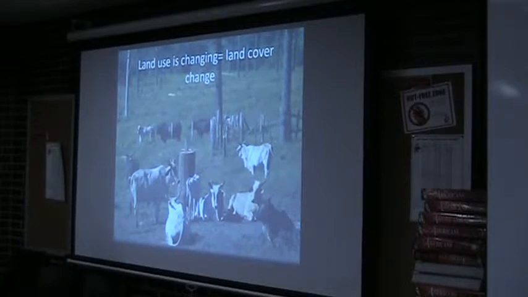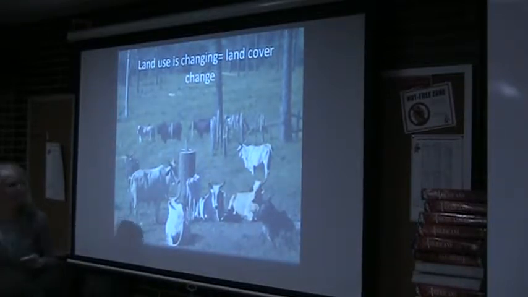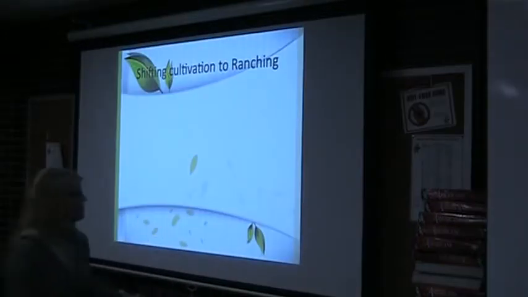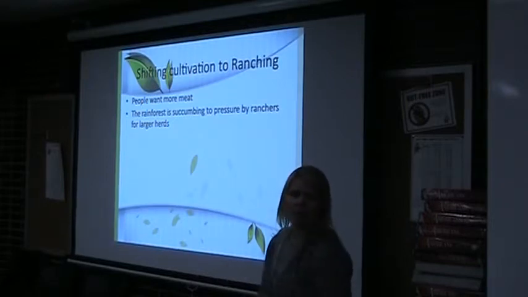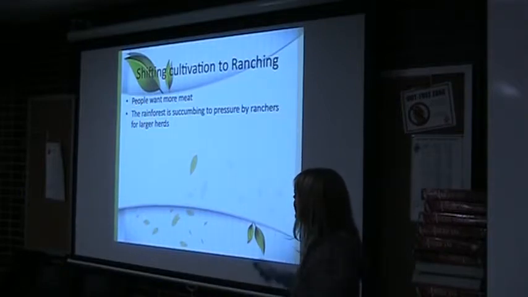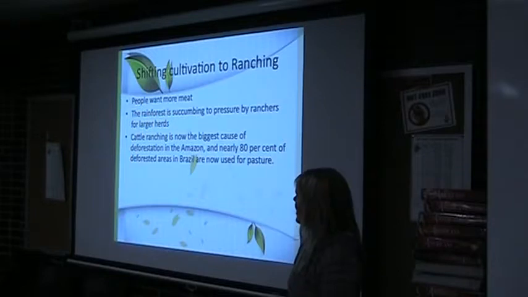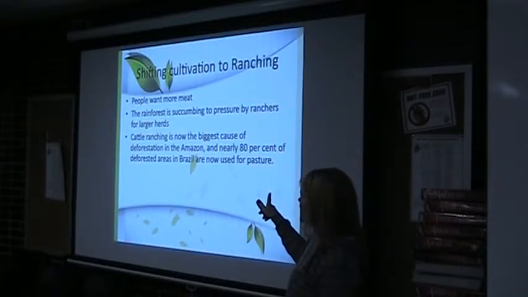You can't really blame them. I mean, we're all sad that we're losing the rainforest, but there's a couple reasons why. They want to develop, right, and it's profitable. So if they can cut down the trees and use it for something that's going to bring in money and help their country develop, it's hard to be judgmental. So, shifting cultivation to ranching. People want more meat, right? So, as you have more money, you can afford more expensive things like eating meat. The rainforest, therefore, is being cut down by ranchers, and that is the largest cause of deforestation in the Amazon.